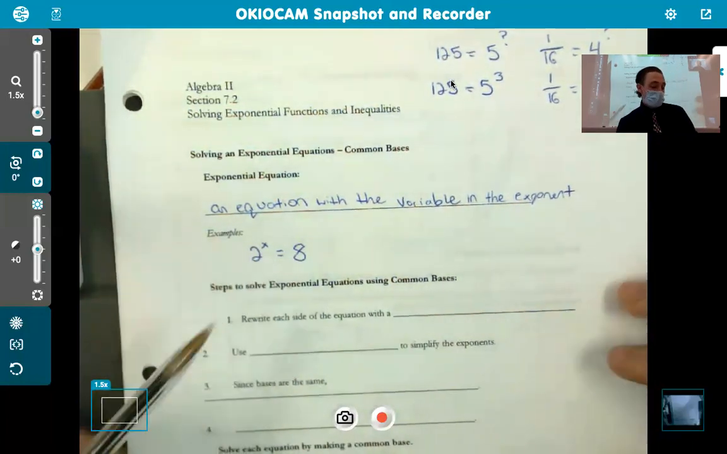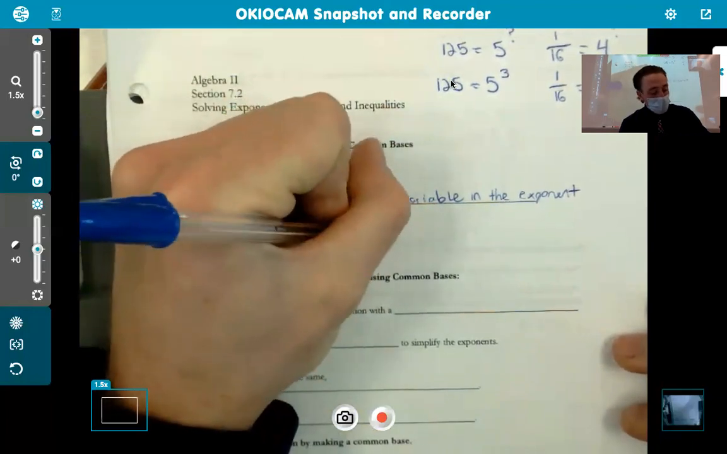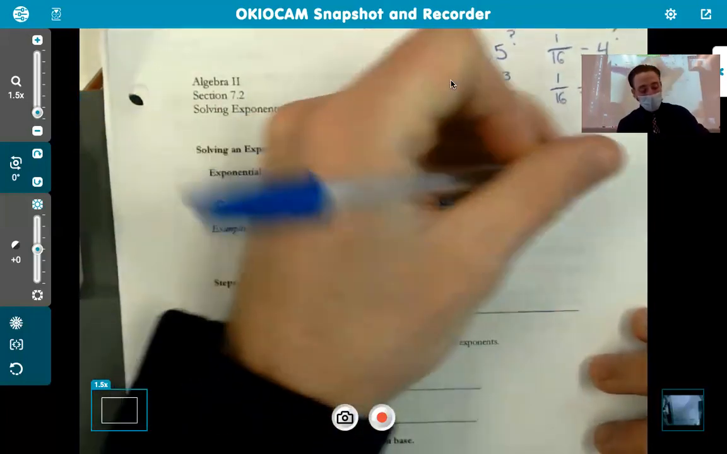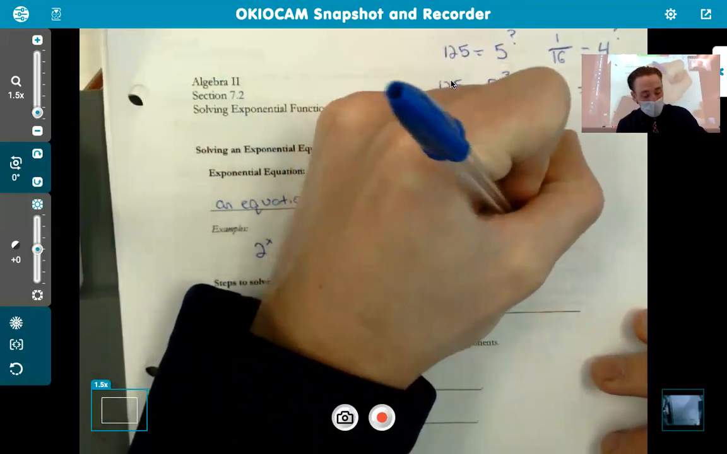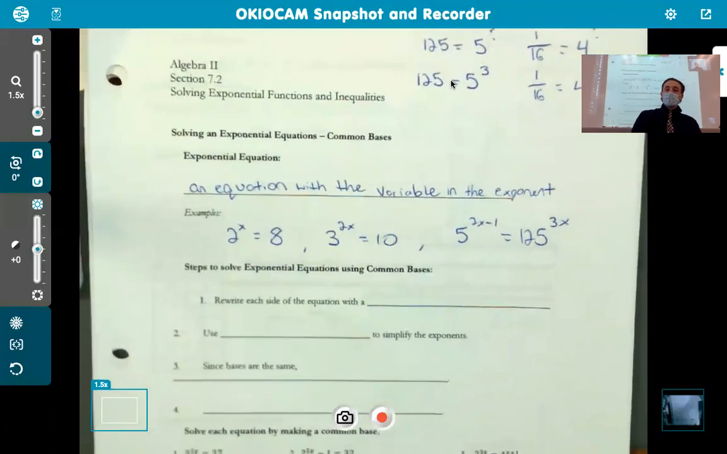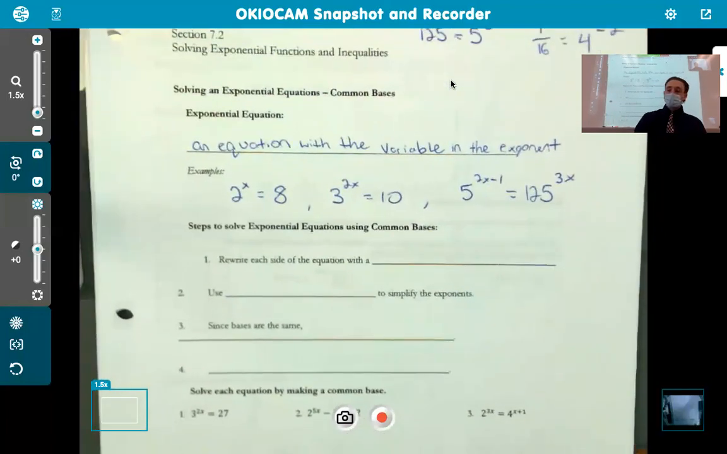Instead of just a number raised to x, maybe it's a number raised to 2x. Right? Or some expression, maybe it's 2x plus 10. And that's also going to be set equal to a constant. So again, we're not solving these, they are just examples. It could be maybe an exponential function set equal to another exponential function. So it could be maybe 5 to the 2x minus 1 equals 125 to 3x. These are all different cases of exponential equations that we might see and eventually be able to solve.